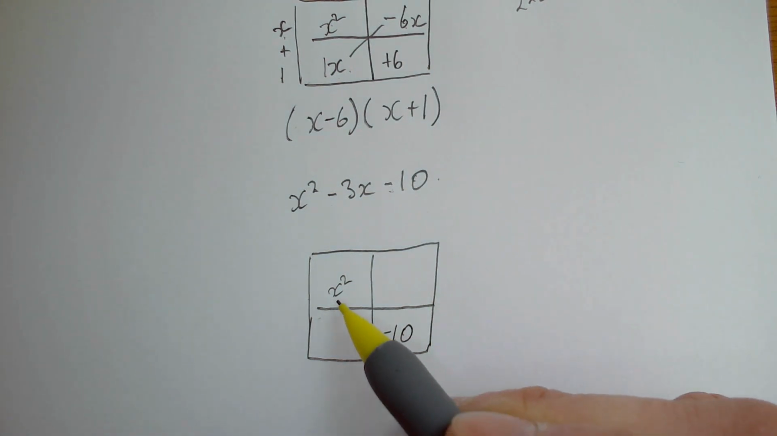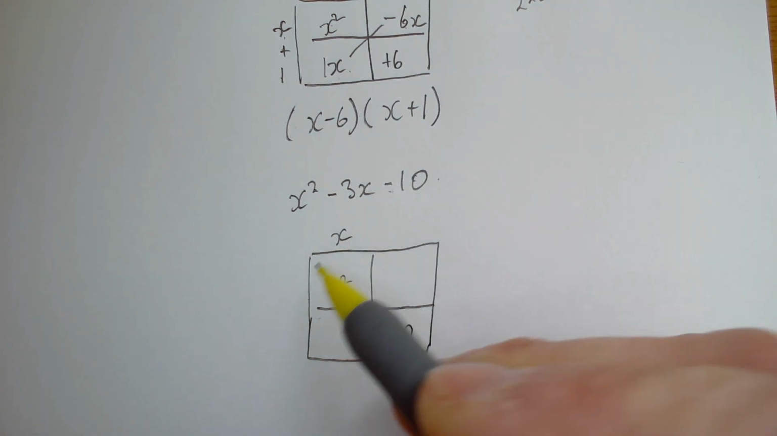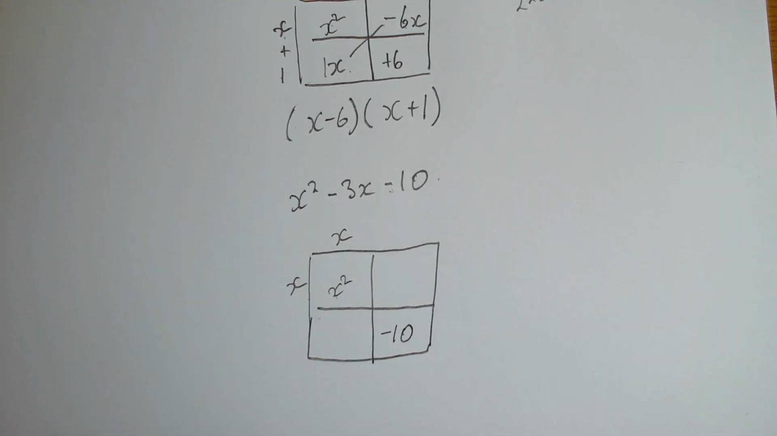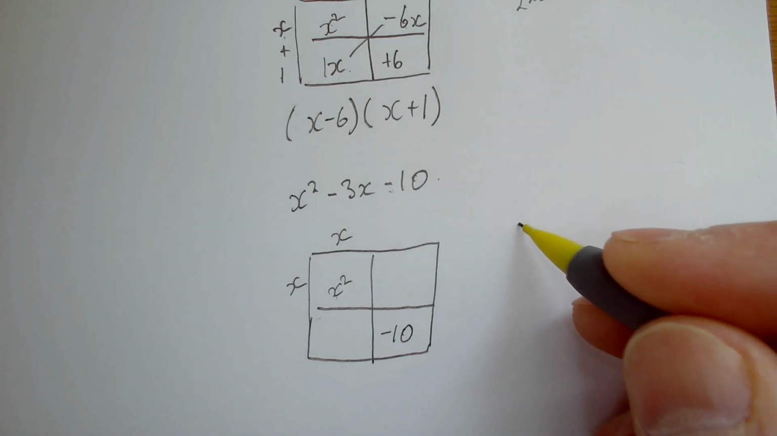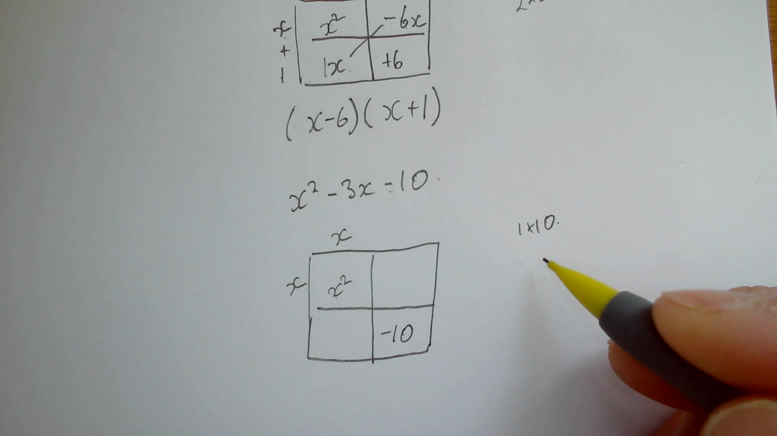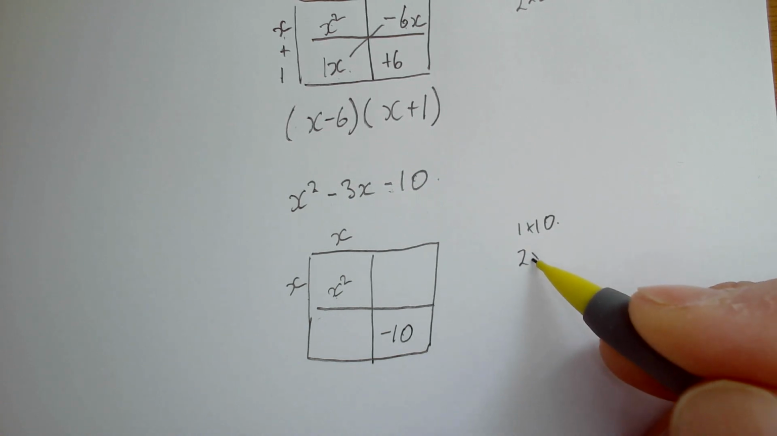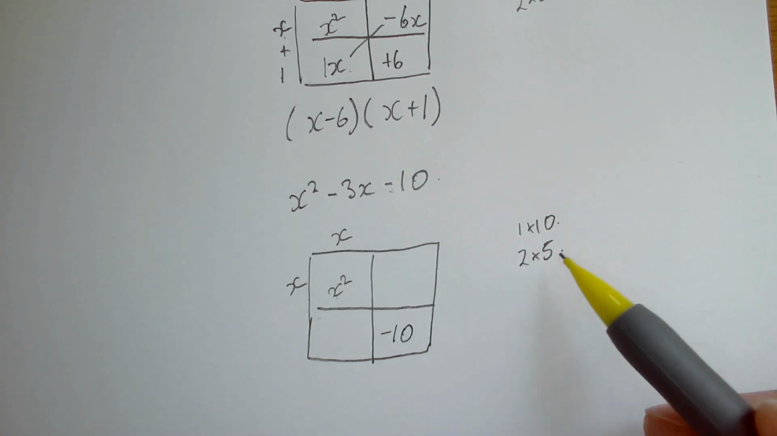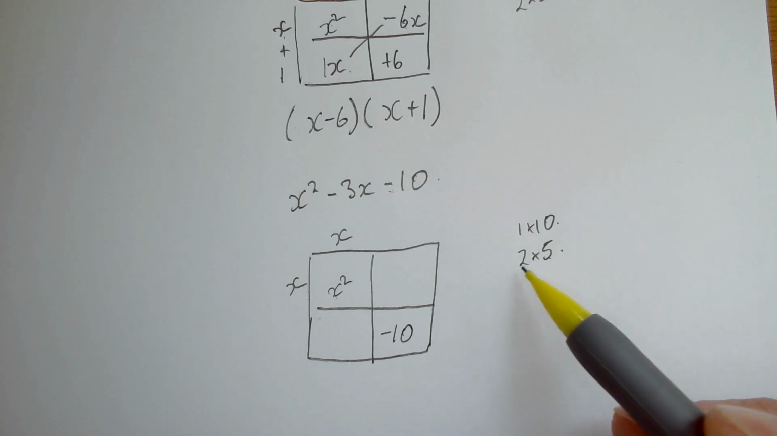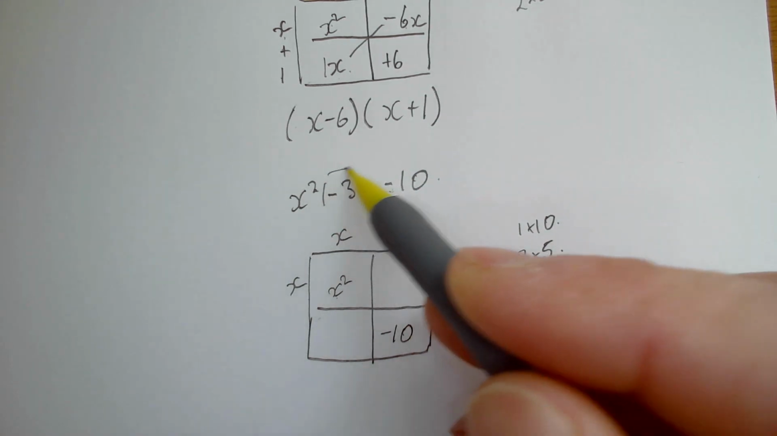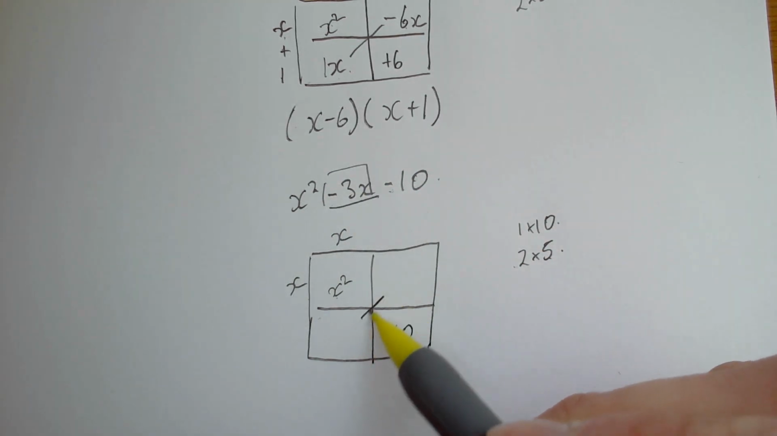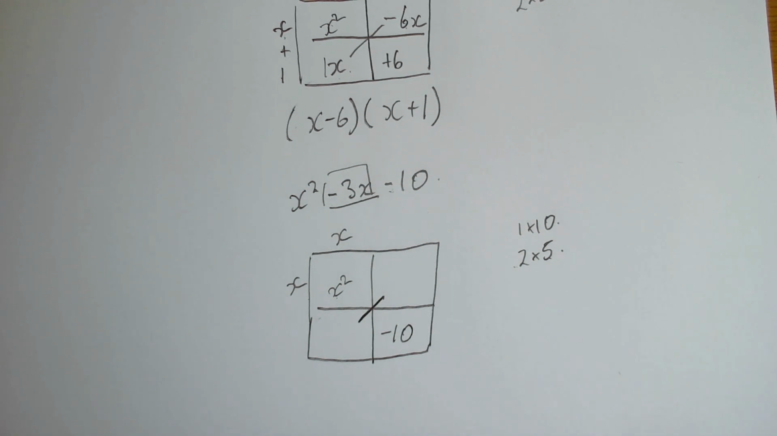So let's start getting the factors now. x times x is going to be x squared. And what are the factors of 10? Well, 1 times 10, or 2 times 5. So if we had a minus 5 and a plus 2, that would give us the minus 3x that we're looking for when we sum these two squares in our grid.